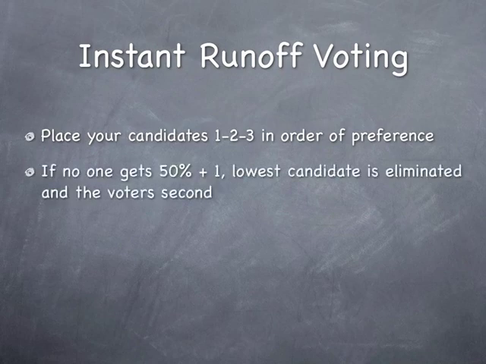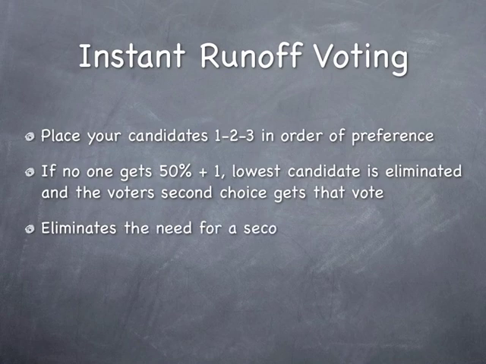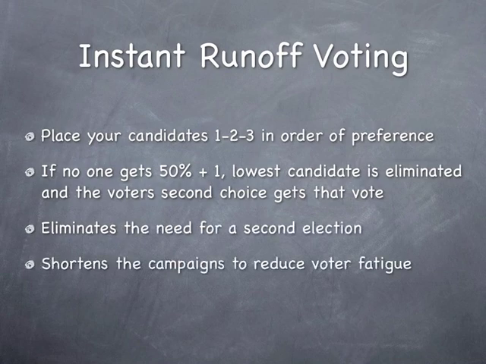If no one gets 50% plus 1, a majority of the vote, the lowest candidate is eliminated and the voter's second choice gets that vote. The votes are redistributed. This may eliminate the need for a second election and greatly reduces the campaign season to reduce voter fatigue. Let's see how instant runoff voting works.